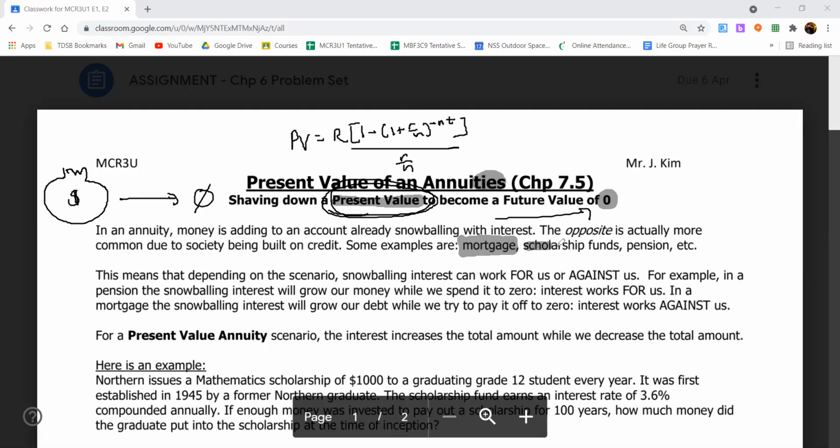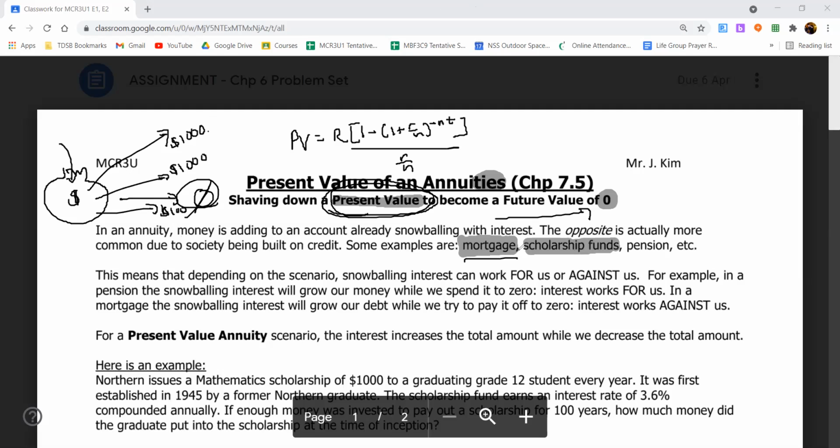Another one could be a scholarship, right? What does that mean? It means someone put a big lump sum of money inside the bank, and then every year you take $1,000 and give it to a student. The next year, you take $1,000 and give it to a student. Next year, again $1,000 to a student. And you keep on doing that until it becomes a zero.